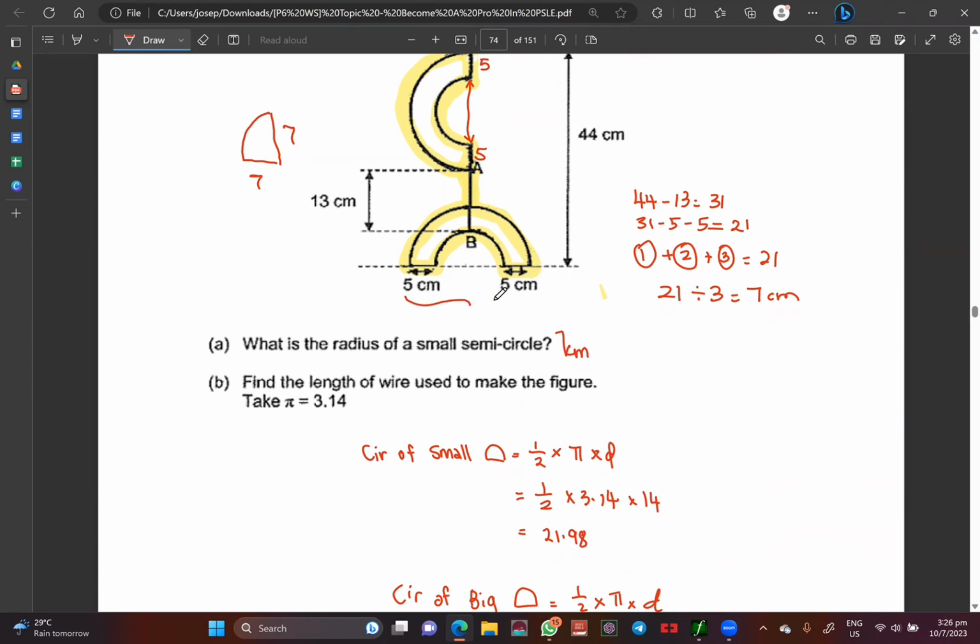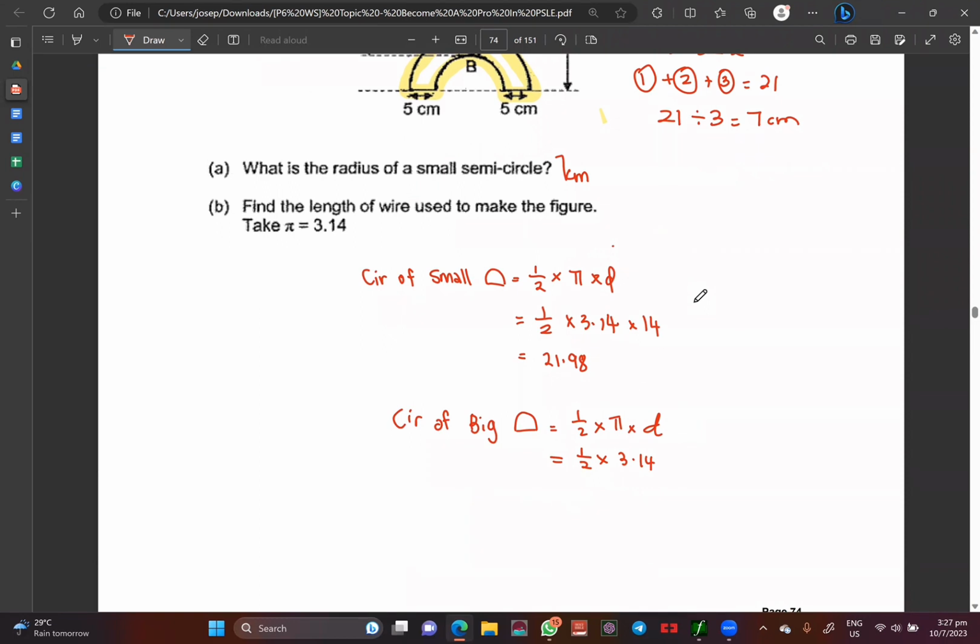So let's ask ourselves, what is the diameter? Like what Jay said, 14. Why 14? Where do you get 14 from? 14 is over here. Yeah, correct. So 14 plus 5 plus 5. So 14 plus 10, that becomes 24. So we times 24. Okay, perfect.